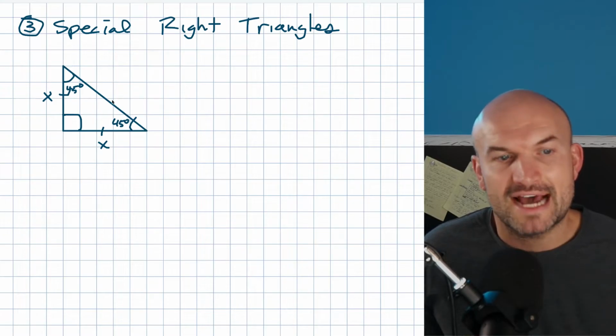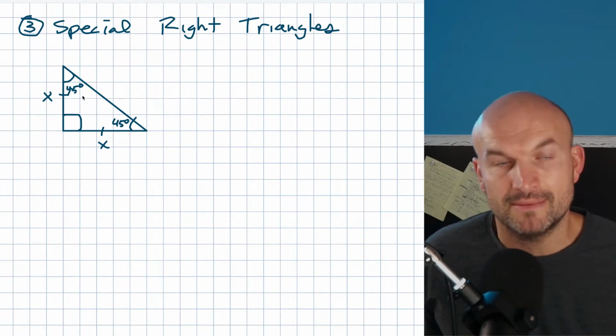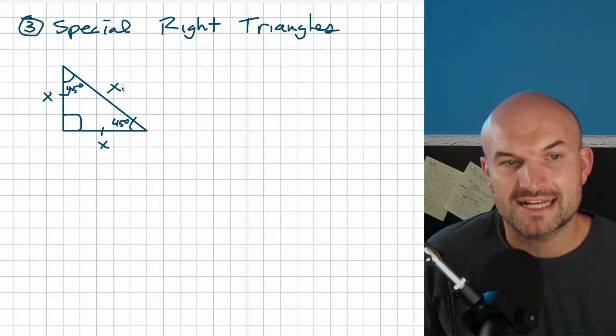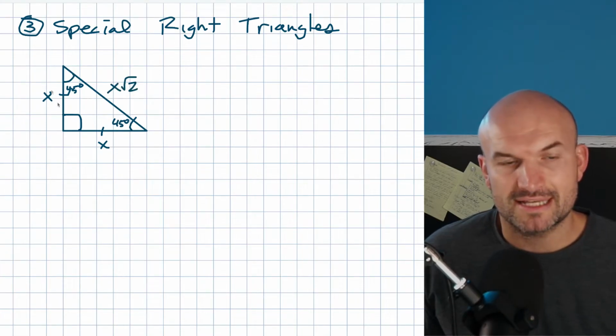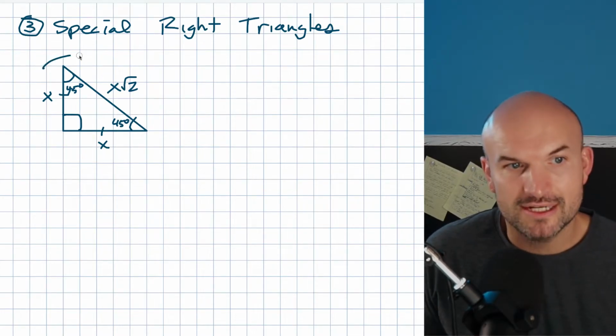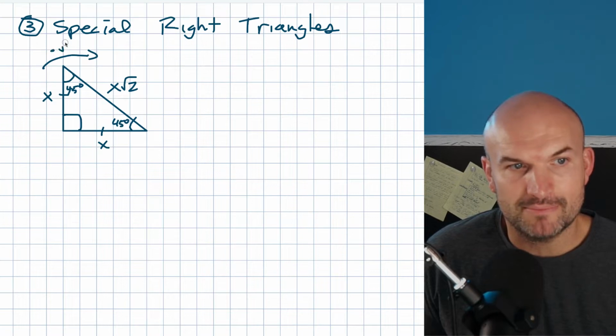Now, if I wanted to find the hypotenuse, you could do the Pythagorean theorem. And if you do that math, what you're going to get is the hypotenuse has a relationship of x square root of 2. So the main thing is the legs are exactly the same length, but to get to my hypotenuse, I just need to multiply by the square root of 2. So to go from here to here, you multiply by the square root of 2.